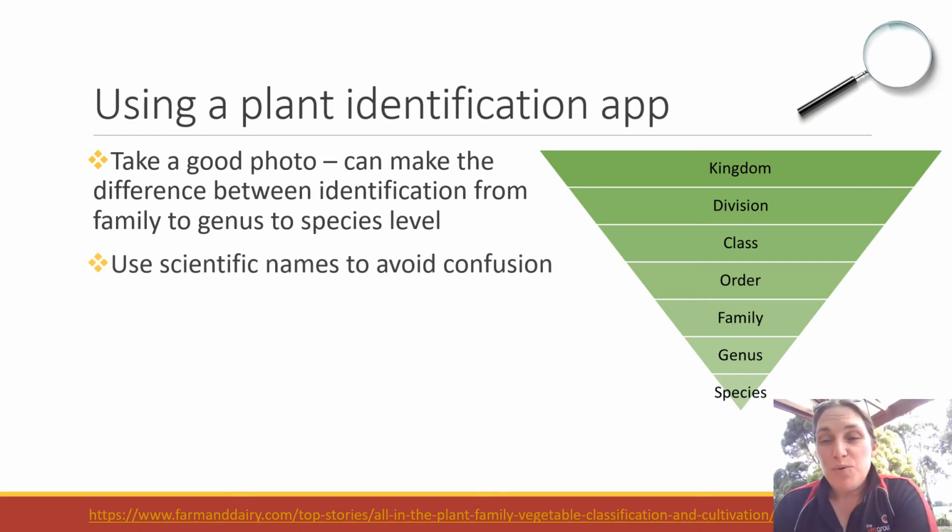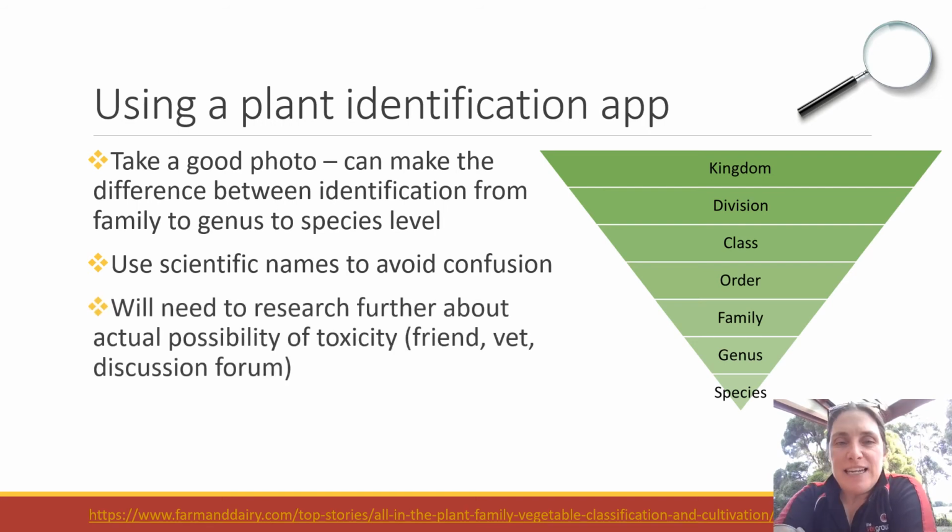Second thing, it's really important to use scientific names to avoid confusion when you're talking to other people. And then the third thing is you're going to need to research further about the possibility of toxicity. So this might be someone else on the farm who might have come across it before. It might be your vet. It might be a textbook. It might be a discussion forum. There are a couple of discussion forums out there, either on poisonous plants, or it might be a farmer discussion list or a vet discussion list. But you will have to do that little bit on your own.